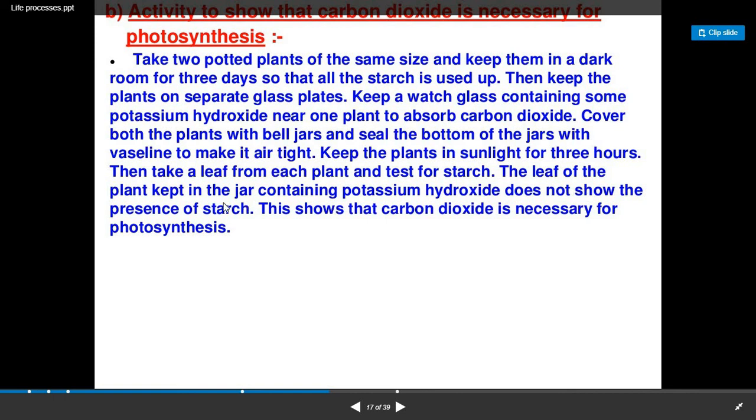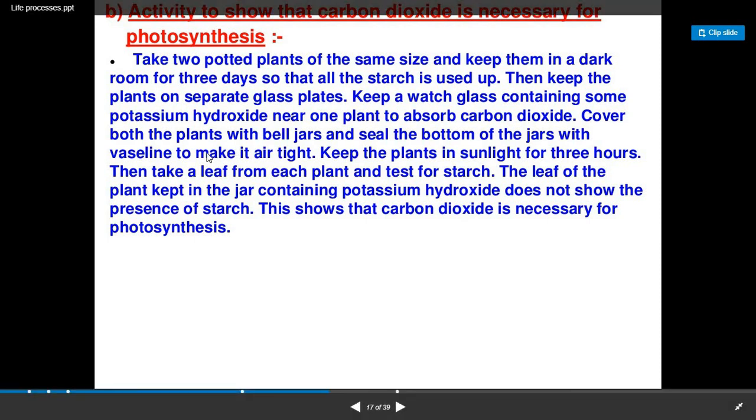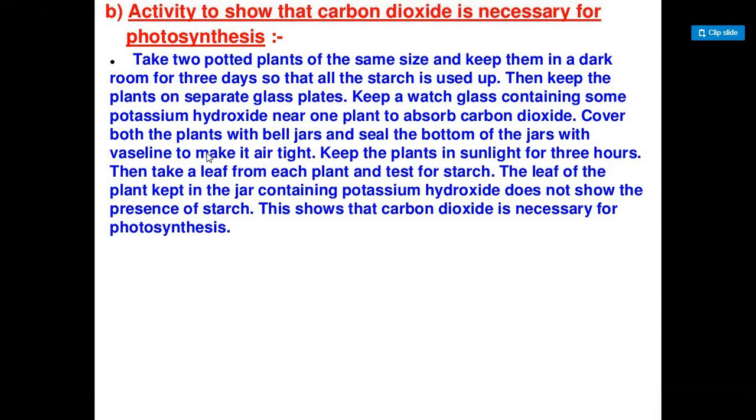The leaf of the plant kept in the jar containing potassium hydroxide does not show the presence of starch, meaning the test was negative. This shows that CO2, or carbon dioxide, is necessary for photosynthesis. So by this activity and the previous activity, it is concluded that chlorophyll and carbon dioxide are a must for the process of photosynthesis. I hope, students, that these two activities, the chlorophyll structure, where it is present, and the stomata structure are clear to you all.